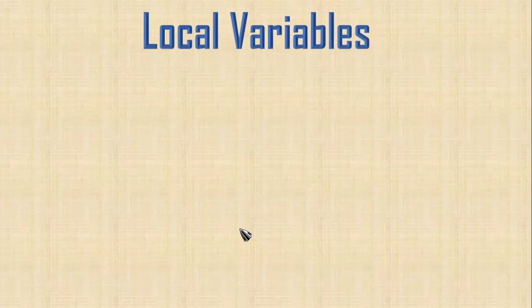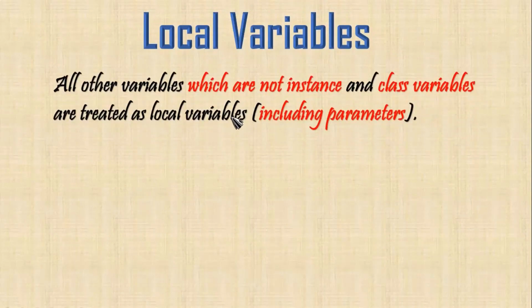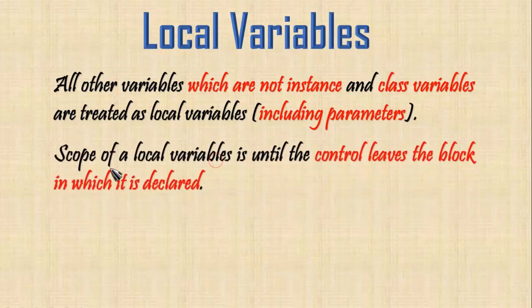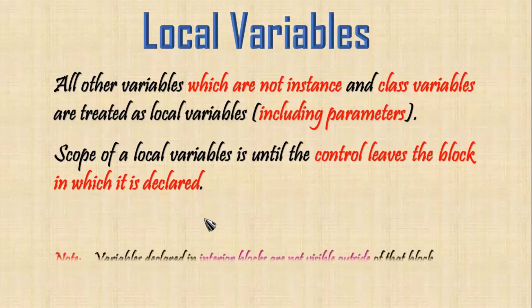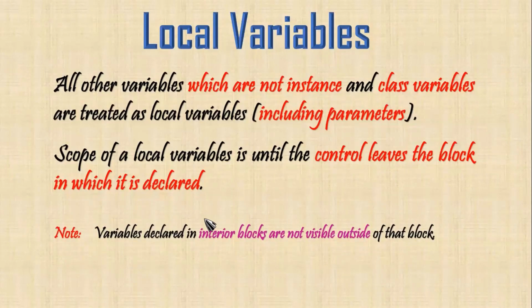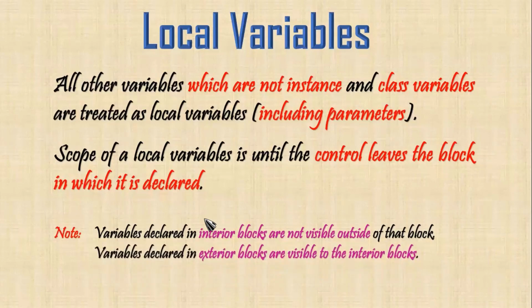Next one, local variables. All other variables which are not instance and class variables are treated as local variables, including the parameters. Scope of a local variable is until the control leaves the block in which it is declared. If we declare a variable inside the method, it will not be available in other methods. If there are some blocks inside the block, if we declare, then interior blocks are not visible outside. If we have a variable outside the blocks, the interior blocks can have the variable. So let us go back to the program.